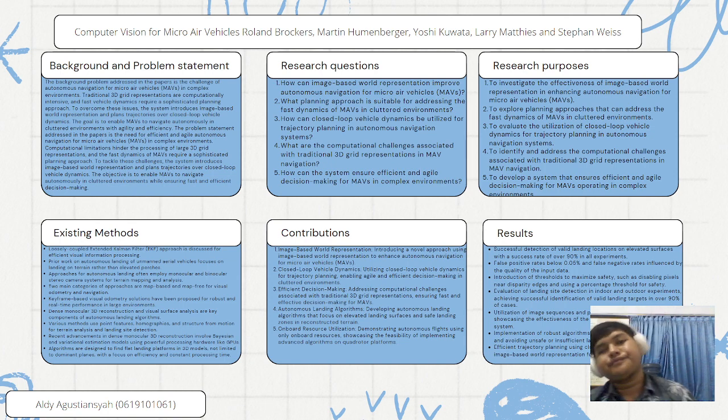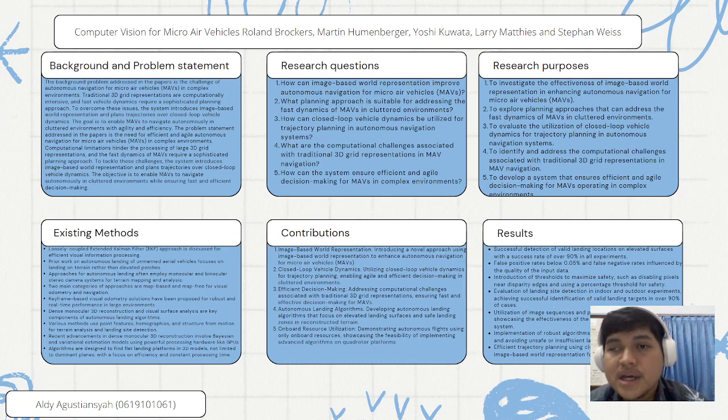Research question. As always, there are three main research questions. 1. How can image-based world representation improve autonomous navigation for micro air vehicles (MAVs)? 2. What planning approach is suitable for addressing the fast dynamics of MAVs in cluttered environments? 3. How can closed-loop vehicle dynamics be utilized for trajectory planning in autonomous navigation systems?